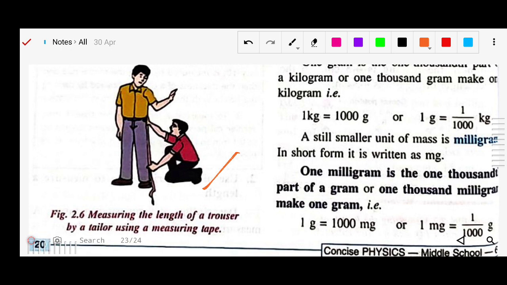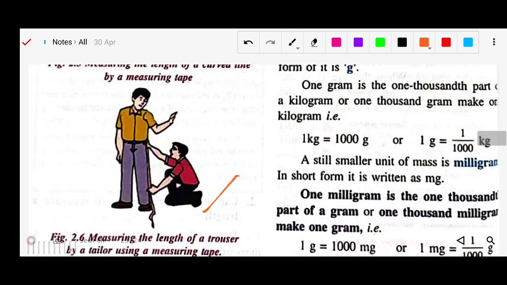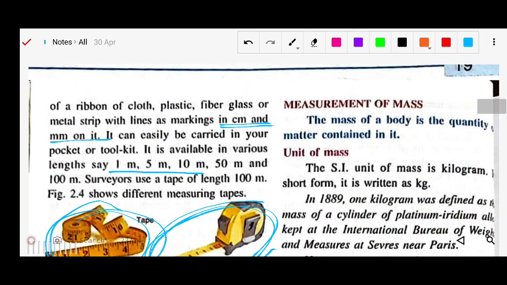For measuring length, what is length? It is the distance between 2 points, right? To measure the distance between 2 points, we use two devices. The first one was the meter rule and the second was the measuring tape. So that's about the measuring tape. It is over. Now we'll see the next topic, which is the measurement of mass.